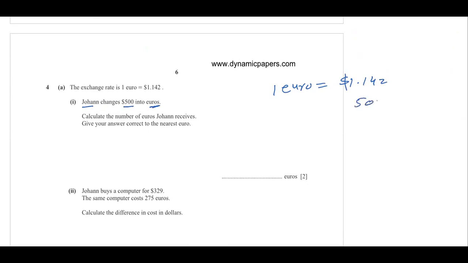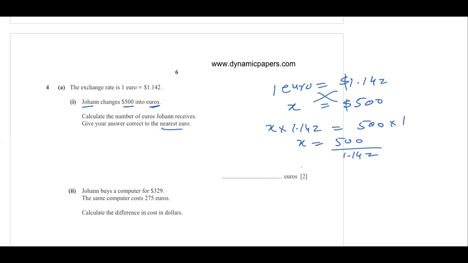So he has $500. He converted into euros. We don't know how many euros we'll get. So let's say he gets X euros. So find the number of euros correct to the nearest euro. So cross multiply. It will be X into 1.142 equals to 500 multiplied by 1. So X will be 500 divided by 1.142.